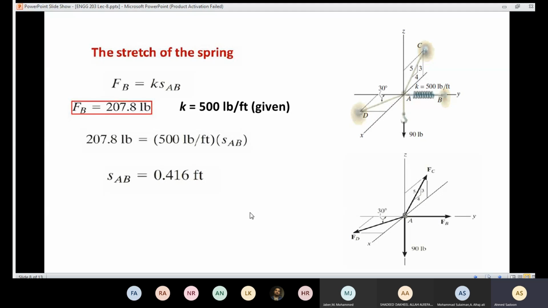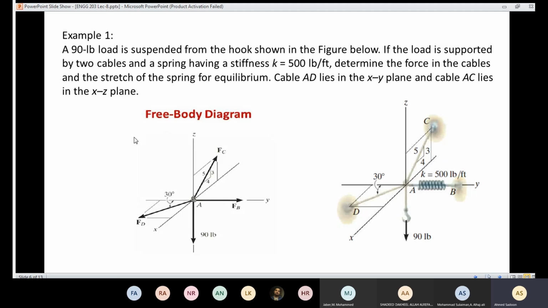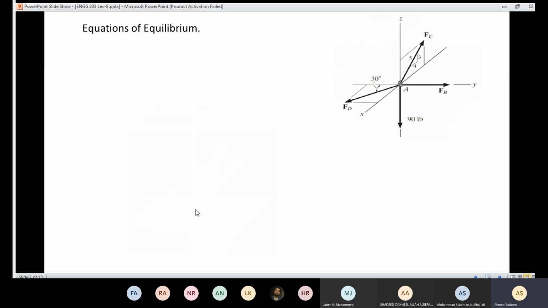So do you have any questions regarding that example? Please, I give you the chance now to ask questions about the problem here. Okay, since you don't have any questions, then I'm going to move to example 2.